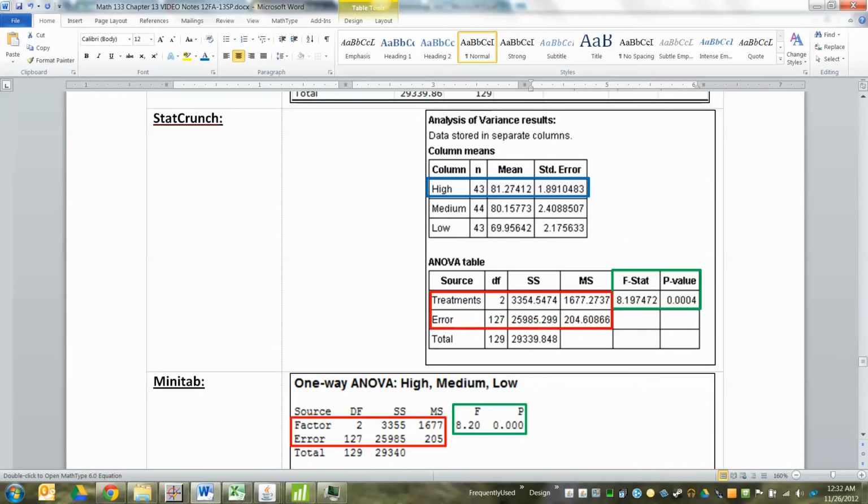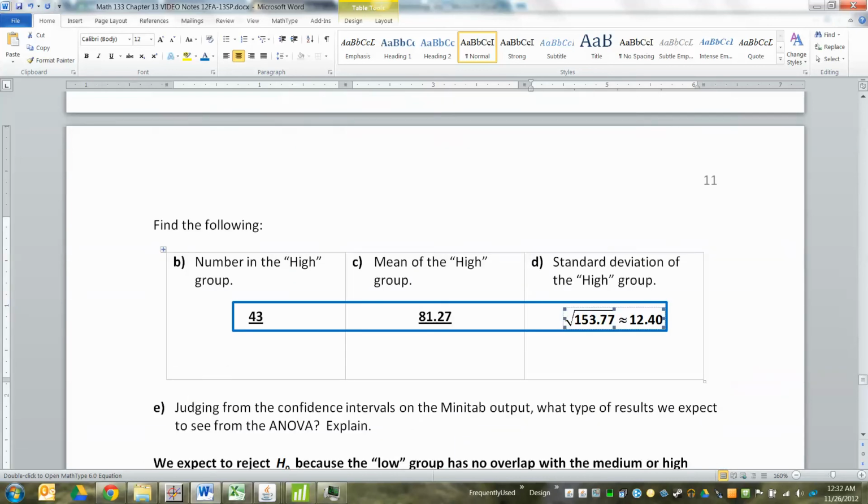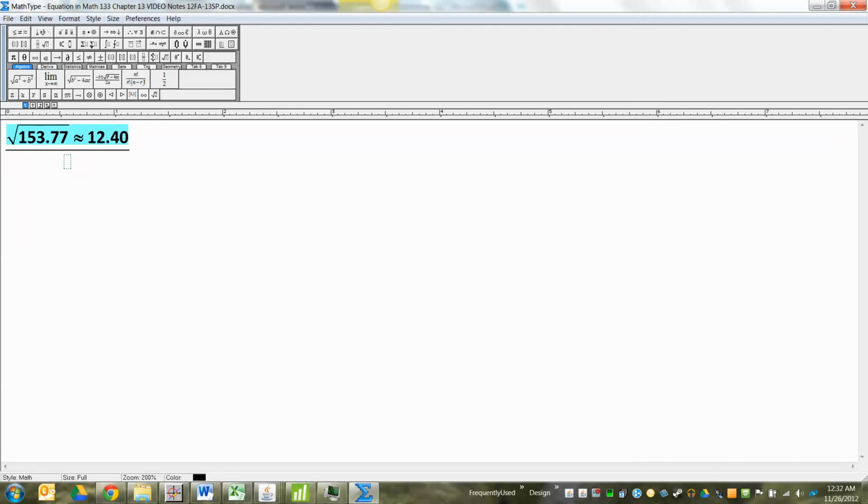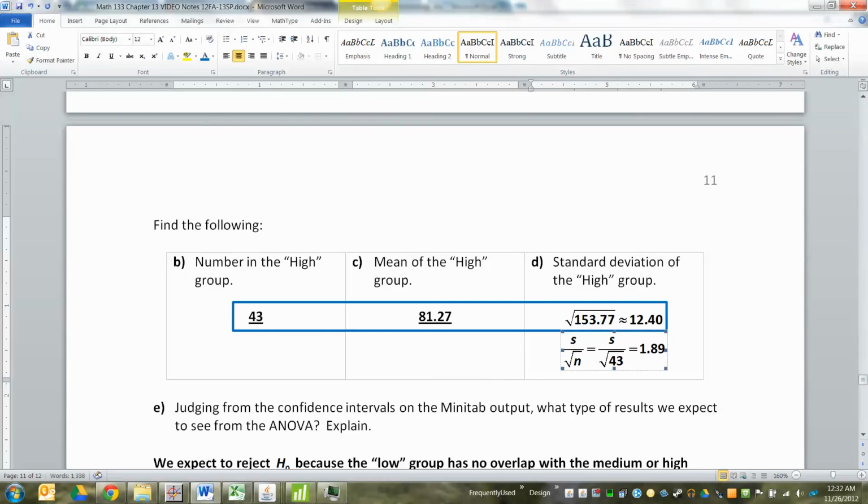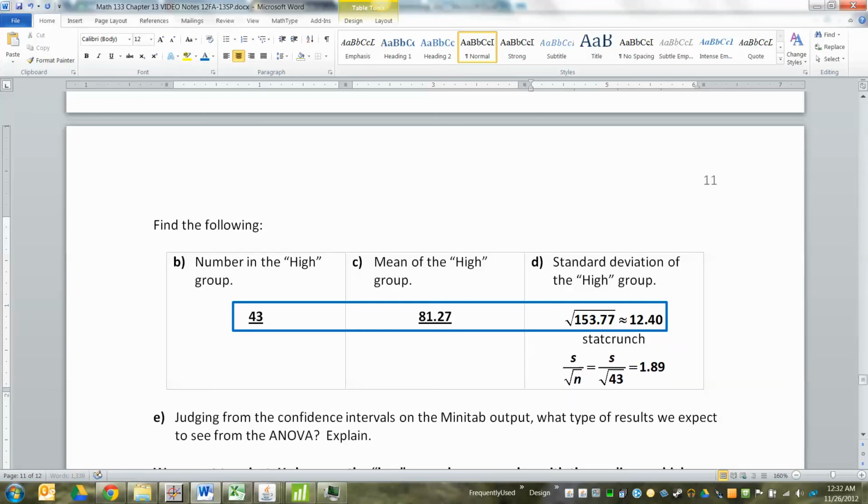StatCrunch is actually the worst for this. StatCrunch gives you the standard error. You can see the N and the mean is 42. But for StatCrunch, you'd have to do, let's see, S over the square root of N is equal to S over the square root of 43 is equal to 1.89. You have to find the square root of 43 and multiply both sides by that. So that's how StatCrunch would do it. It's not pretty, but you could manage it if you had to. Okay.